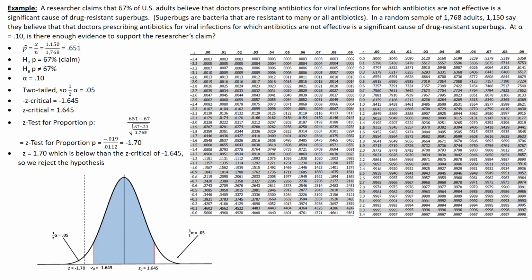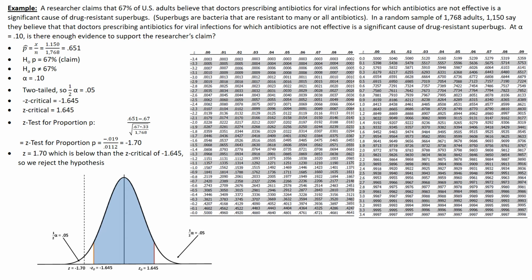Now, we're not given a p-hat, a sample proportion, but we can figure it out from what is given here. There were 1,768 adults that were surveyed. 1,150 said they believe that doctors prescribing antibiotics for viral infections is causing superbugs. So 1,150 divided by 1,768 is 0.651. That's our p-hat, or our sample p.